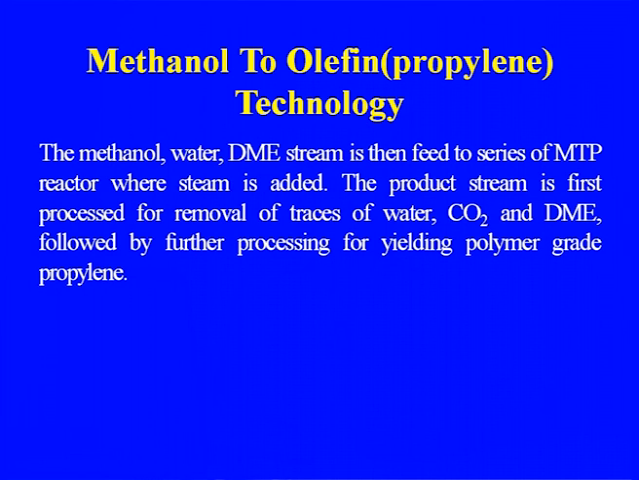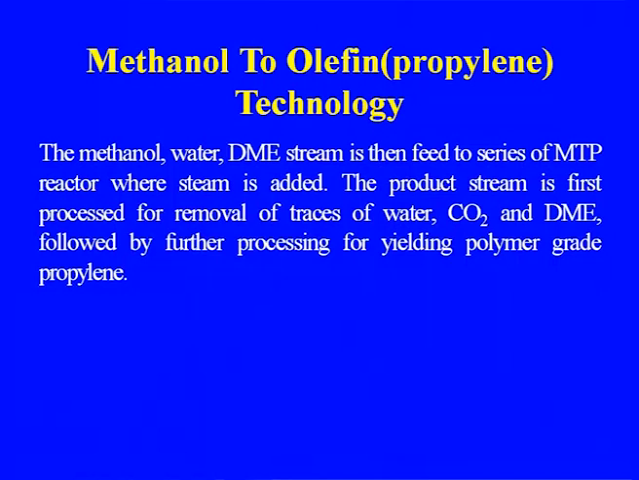If you see, these are the series of reactors where the conversion is taking place, and finally it is going for separation. Finally, the product stream is first processed for removal of traces of water, CO2 and DME, followed by further processing to yield polymer grade propylene.